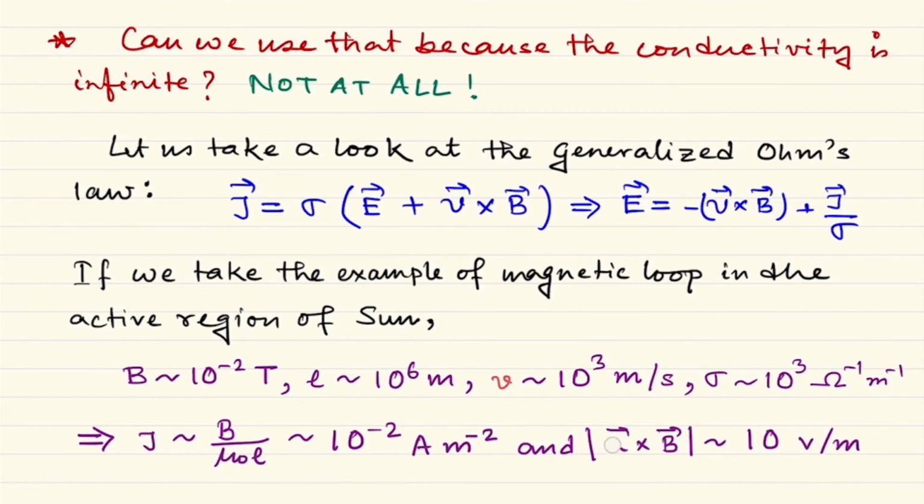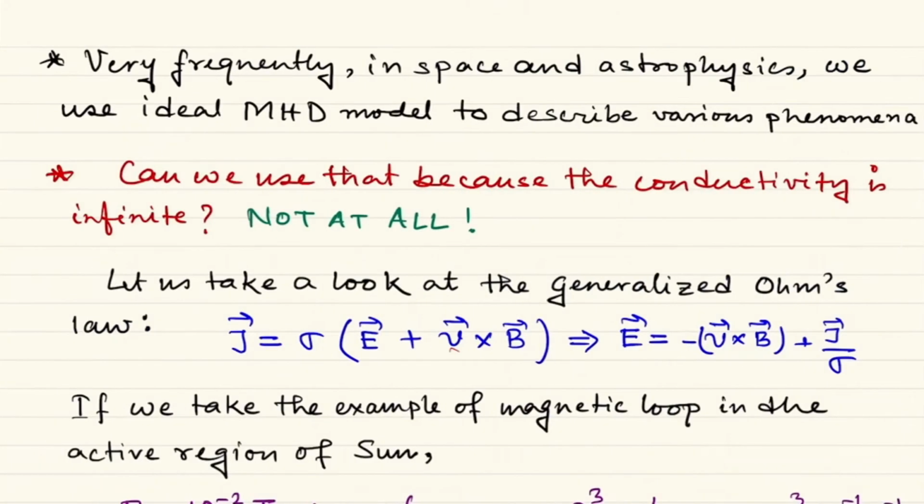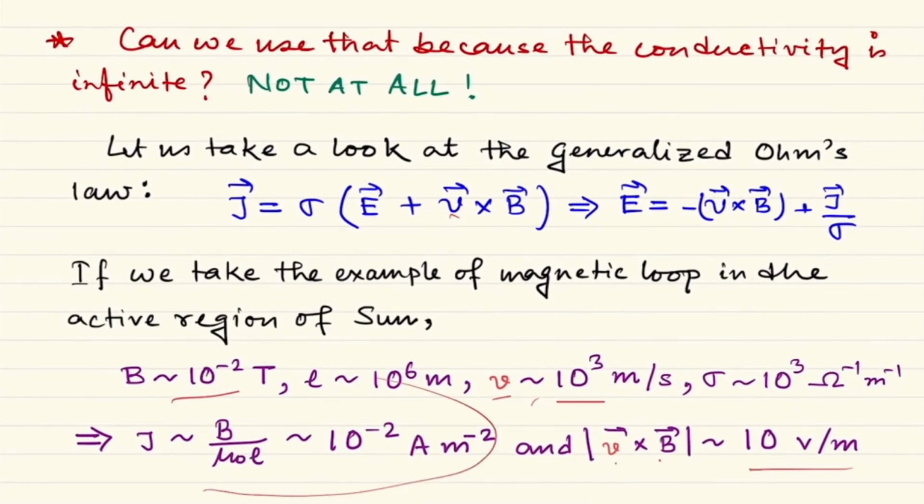And then I can change this to V and this also to V. So this is the velocity, not U. And V cross B, the order will simply be given by this times this, and that will be 10 volt per meter, roughly. We are just doing the order analysis. And J by sigma will be simply 10 to the minus 5 volt per meter, because J is this and sigma is this.